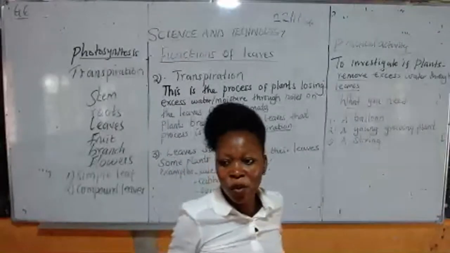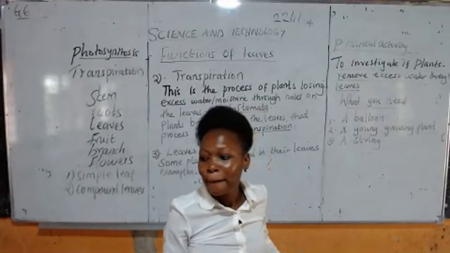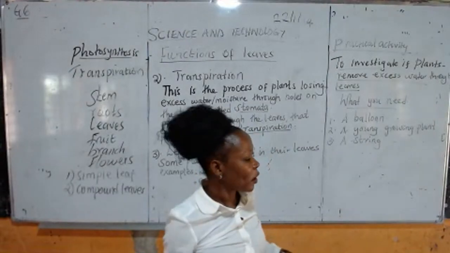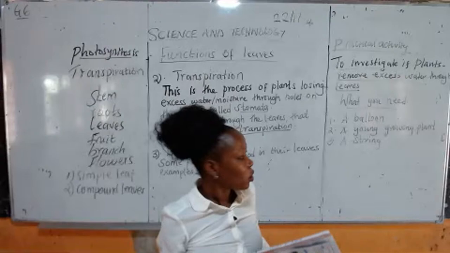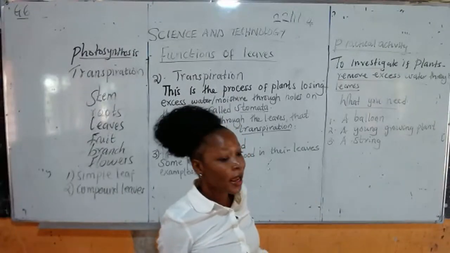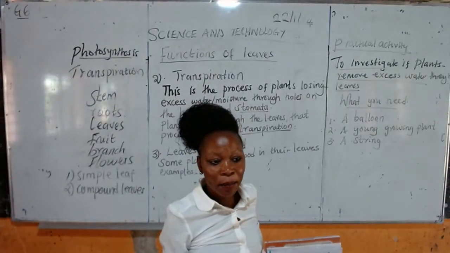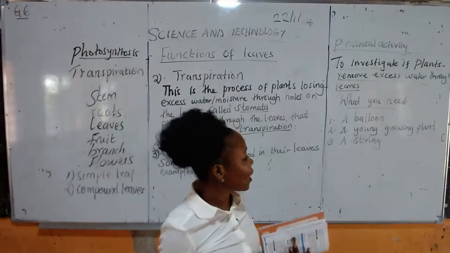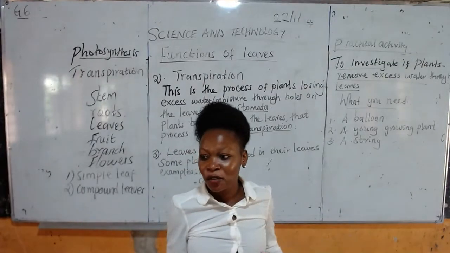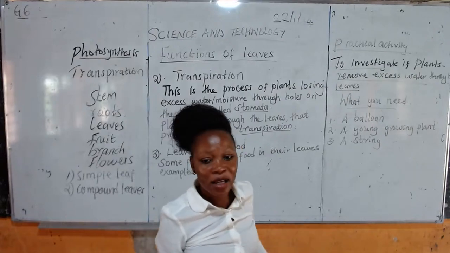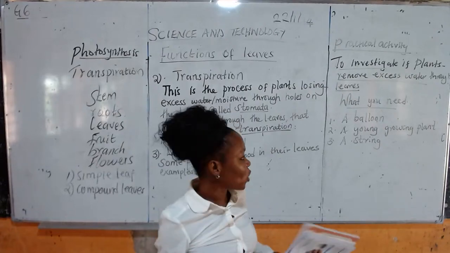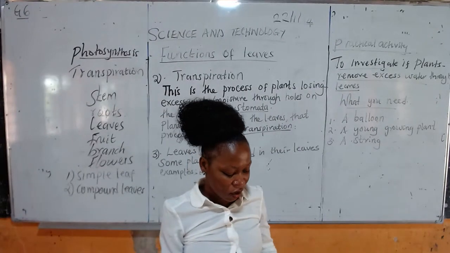So who will bring for us the balloon? Make sure by tomorrow morning we have the balloon. Also, we need a young growing plant. Who will bring for us a young growing plant? We can just get it from school. Then a string. Yes, Zuhura will bring for us a string. So let us make sure we have all these materials.